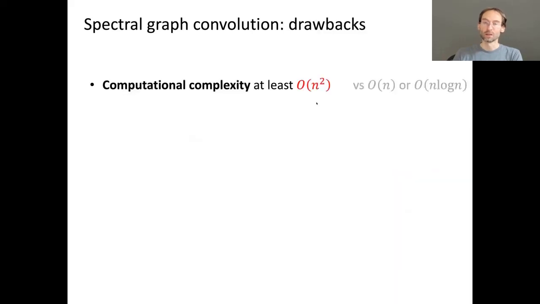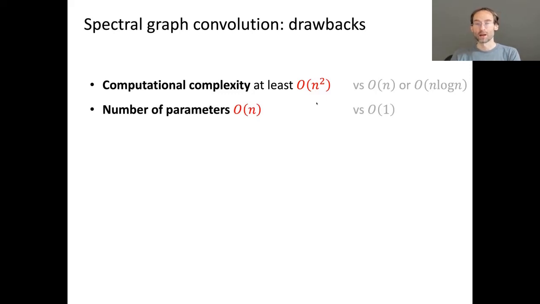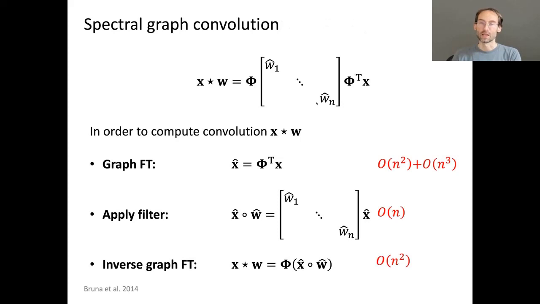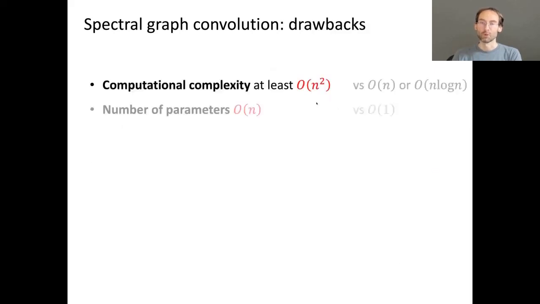So here we are at a big disadvantage compared to the number of operations that is required in the classical case, which is order of n, or worst case, n log n. The number of parameters is also problematic. Here we have order of n, so these are the spectral coefficients of the filter, the diagonal matrix that we see here, as opposed to order of one that we had before.